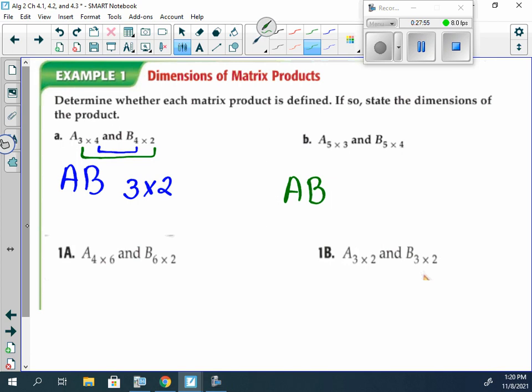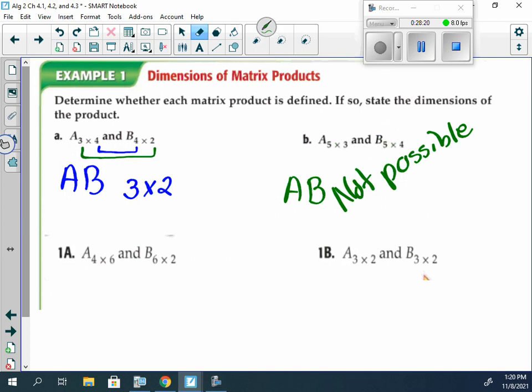So let's look at this one here. What is the number of columns of the first? What's the number of rows of the second? Are they the same? Can we multiply these? No, this here is not possible. Could we have flipped it and done B times A for this one? Well, B's columns is 4. What's the rows for A? Could we have done B times A? No.